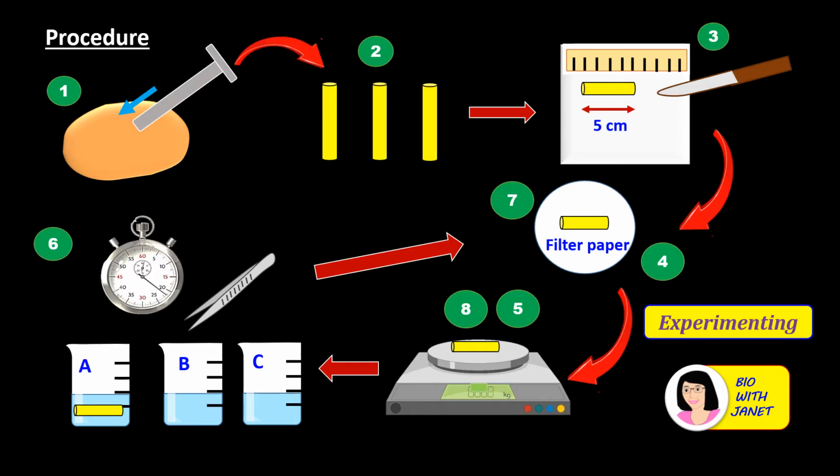Next, after 20 minutes, take out the potato strip and again wipe it dry with the filter paper or tissue paper, and then weigh it again to get the final mass. So you have initial mass and final mass, and that's it. Okay, that's the procedure.